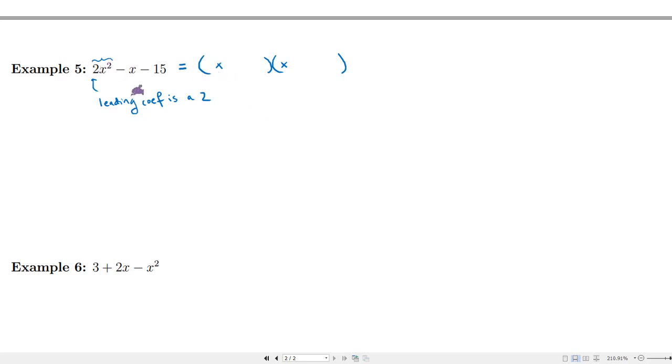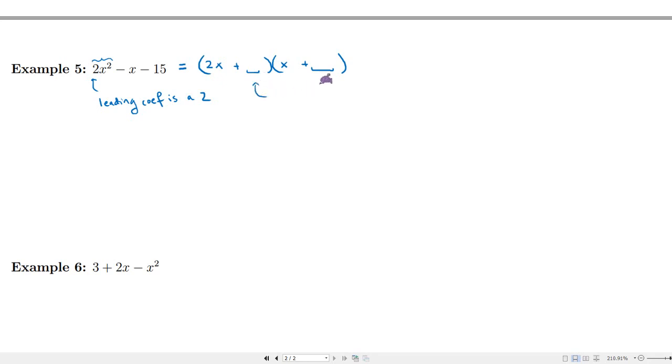So how do I get a 2x squared? Well, I'm going to have to make one of these coefficients a 2, so the term will be 2x. So now 2x times x is 2x squared. Okay, so this is the slight difference between what we were doing before. So now we're going to have 2x plus something and x plus something. And we have to fill in these blanks.